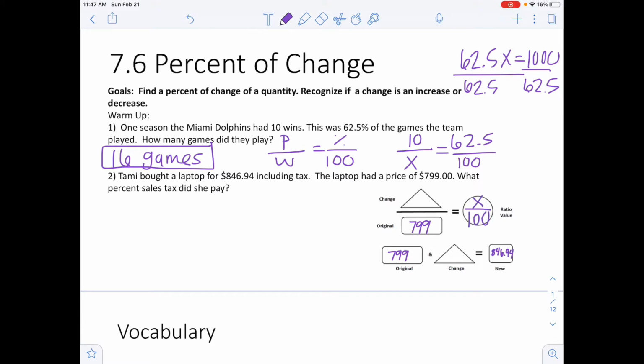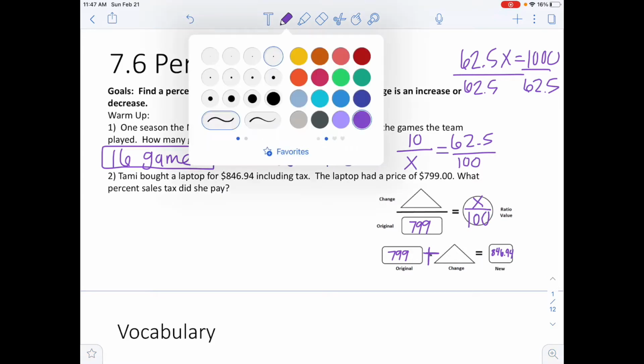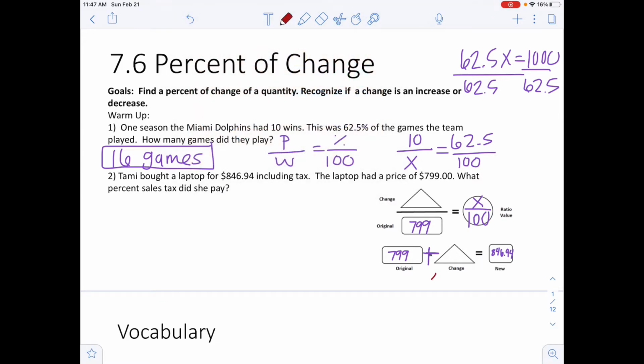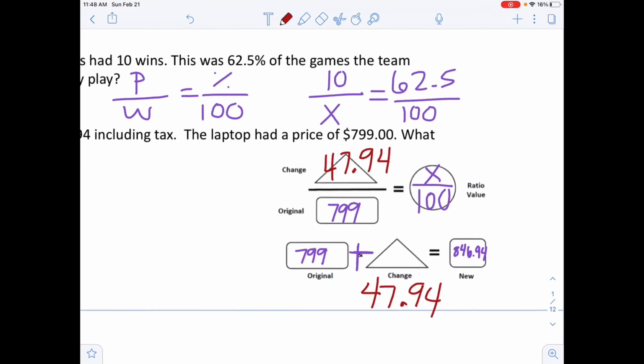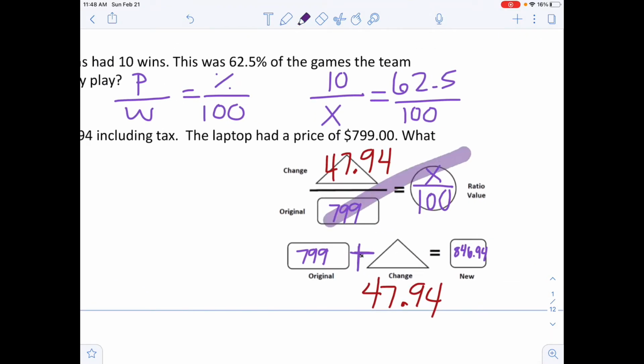So x over 100. Well, to figure out the triangle here, that change or that difference, I'm going to take 846.94 and I'm going to subtract $799. And that's going to give me that difference there of $47.94. So I can plug that into both triangles. And then from there, I can cross multiply.